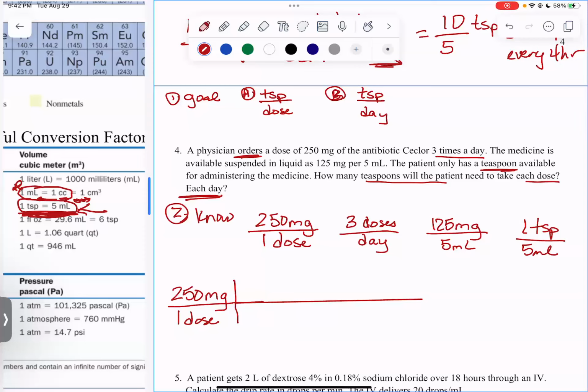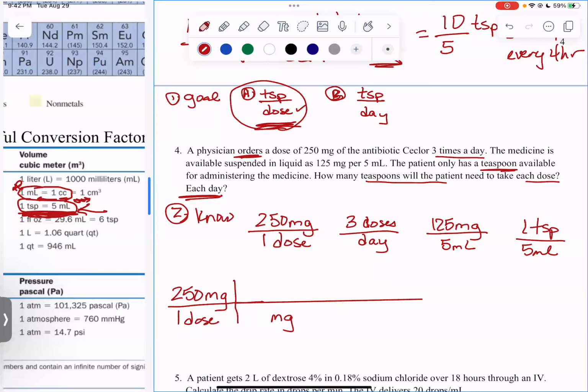So how do I do that? So if I want to get rid of milligrams, because, right, let's do A first. Let's do that. I want to get teaspoons per dose. I'm in milligrams per dose. Well, dose is right. So I don't need to change dose. I only need to change my numerator from milligrams to teaspoons. So let's do that. If I want to get rid of milligrams, that's cool.